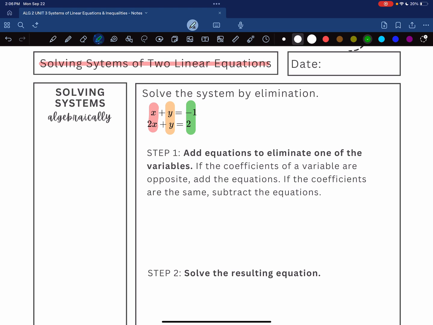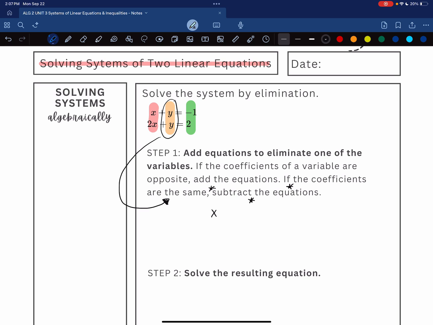And so what are we trying to do here when we're using elimination? You're going to add the equations to eliminate one of your variables. Now, if the coefficients are opposites, then you're adding. But if your coefficients are exactly the same, then you're going to actually be subtracting your equations. And that's what we're going to do for this one, because I'm noticing my y's are the same. Do you see how those y values are the same? So we're going to want to subtract these equations. Here's what that looks like.